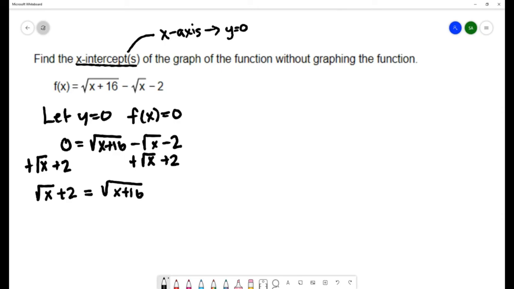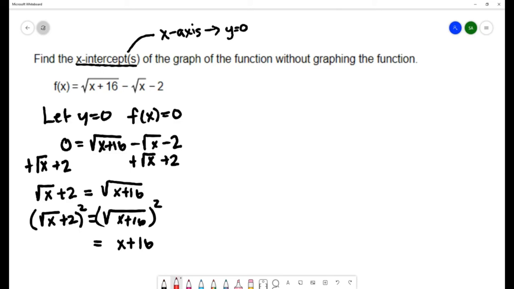Now I'm going to square both sides. I have square root of x minus 2, squared, equals square root of x plus 16, squared. On the right-hand side, we've done opposite operations. The square root and the square cancel each other out, leaving us with x plus 16. But on the left, the square root wasn't isolated. Here we have the square root, and then we have this extra bit. So we're not able to cancel out the square root.